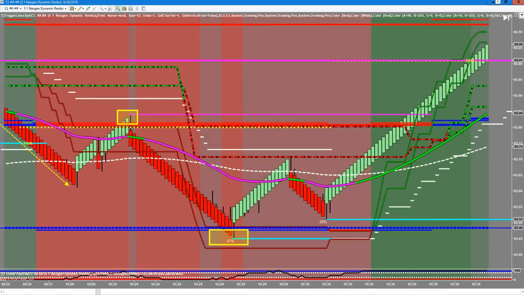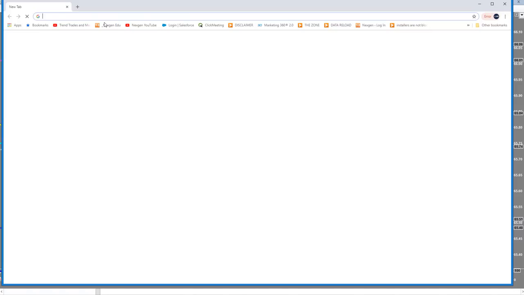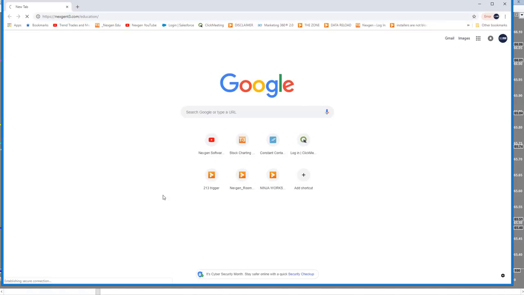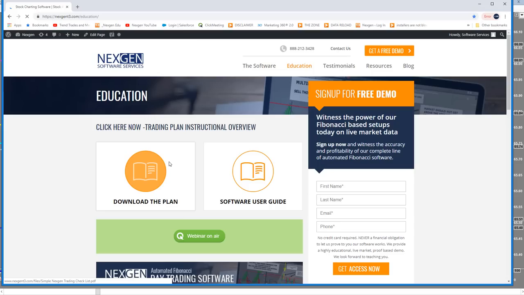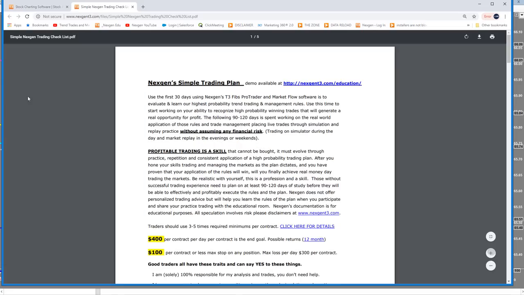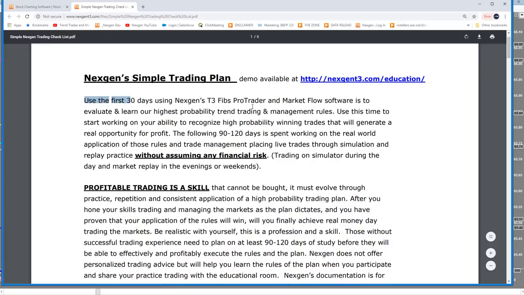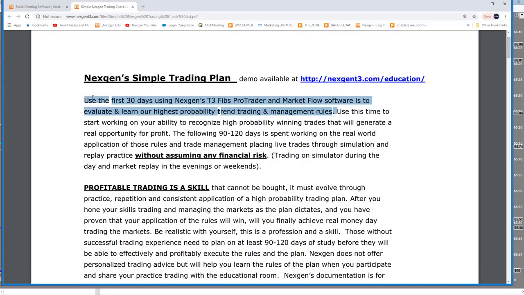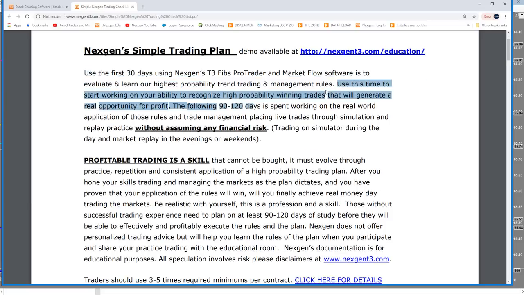All right, so again, just to bring it all back together into our trading plan for you for just a second. Use the first 30 days to study our trend trades. Go back over months and months. Go back over 12 months worth of these trades. I don't care how many it takes for you to feel comfortable with what you're looking at. Use this time to start recognizing high probability winning trades that will generate a profit.